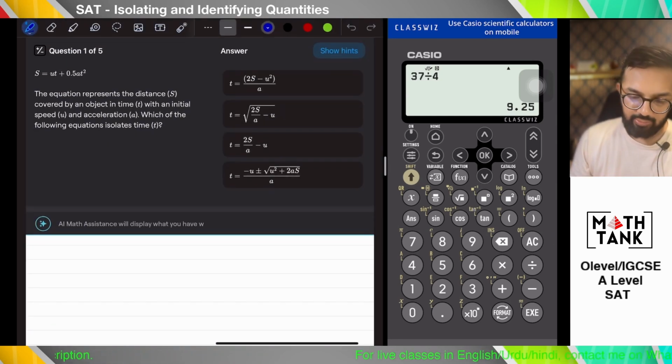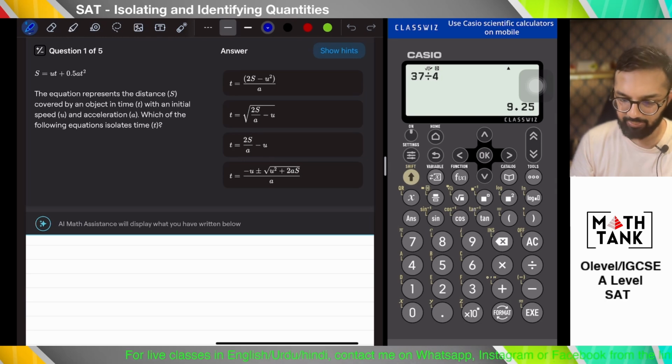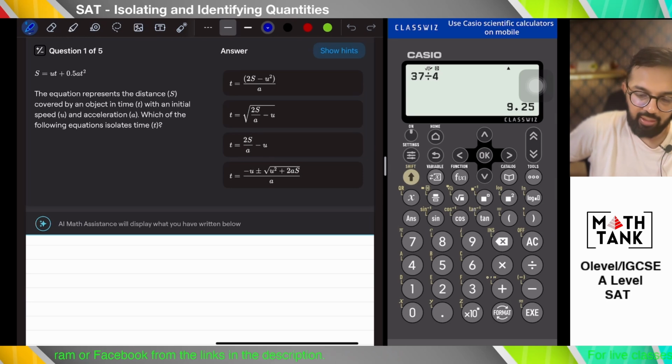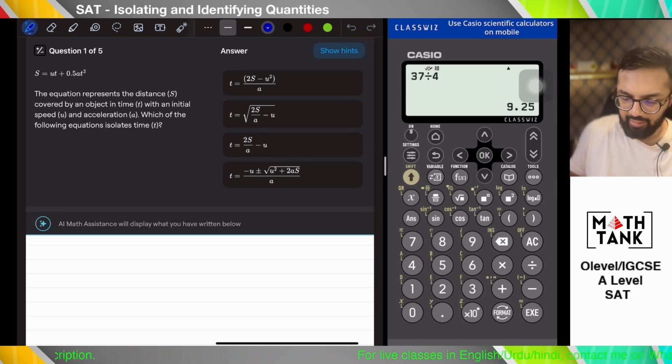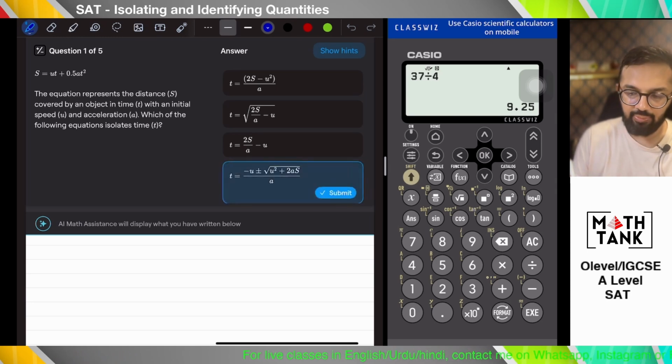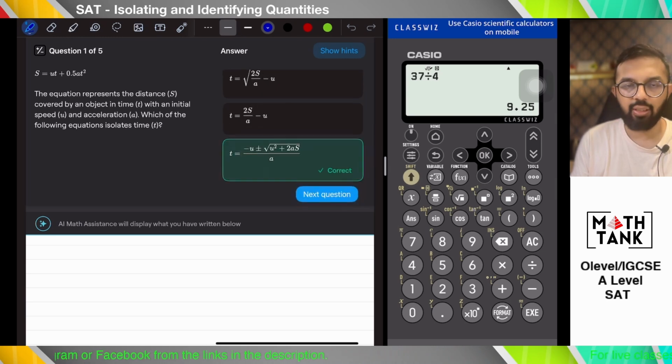Okay, some more hard questions. Which of the following equations isolates time? So I want to make T the subject. Now this one's going to be a little tough. Why? Because I will have to at some point involve completing the square, because I cannot isolate T on its own. So I have a gut feeling that this should be the right answer. Why? Because if I want to solve this quadratic in T, I will have to invoke the quadratic formula, and this is minus b plus minus root of b square minus 4ac over 2a. Yeah, that should work.